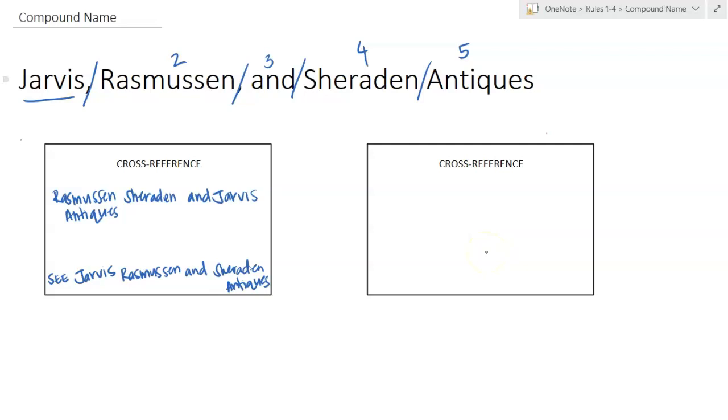That way when we file this, we'll have one under the J for Jarvis, a cross-reference under the R for Rasmussen, and then the Sheridan in our S file. That way, if we only know one last name in this business, we'll still be able to find this record. So this is going to be Sheridan, and then I start all the way at the beginning again. I'm not going to do Sheridan, Rasmussen, then Jarvis. I'm going to do Sheridan, Jarvis, Rasmussen.